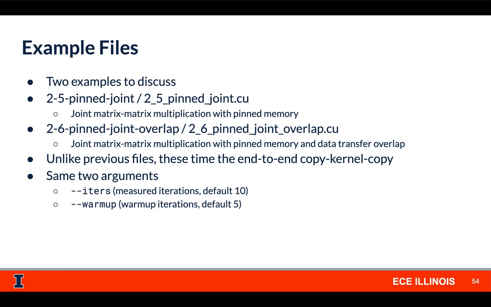Unlike the previous files, we're going to be looking at the end-to-end time from when we start the first copy, then do the kernel, and then complete the copy back to the host. So we're not interested so much in the kernel performance, but in the performance of the entire operation, including the data transfer to the GPU. If you want to run this code yourself, it takes some similar arguments to the previous code, where you can change the number of measured iterations and the number of warm-up iterations.